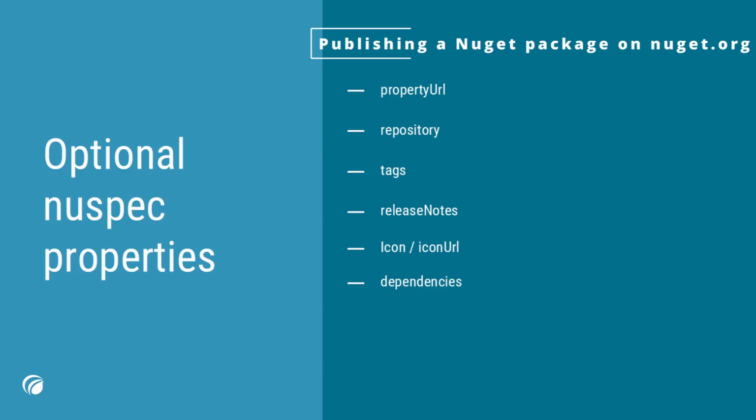Next, we have the nice to haves. We have the project URL, which is a link to your project or homepage. We have a repository which allows you to integrate with GitHub and Azure DevOps, should you have a public repo for this project. Tags are also useful for NuGet.org to categorize your package. Release notes keep your users up to date about what is changing for your package. Icon/icon URL gives your package a professional look.